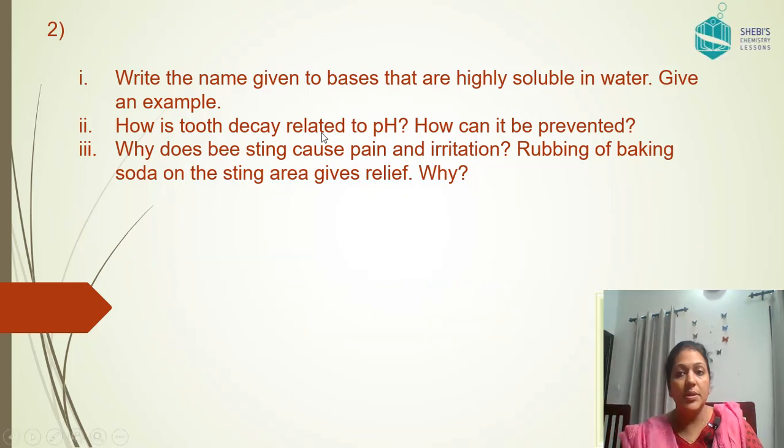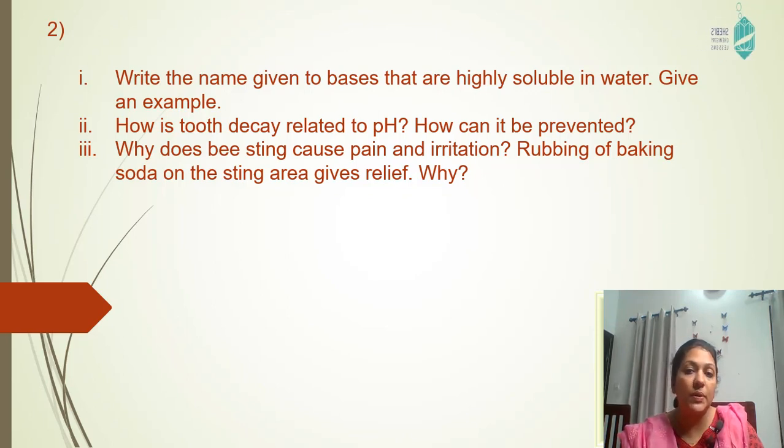Here the second question is, how is tooth decay related to pH? How can it be prevented? Tooth decay is related to pH because if we don't clean our mouth properly, the food remainings will stay in our mouth and bacteria will act on it to produce acids. These acids will start to react with tooth enamel, which is calcium phosphate, and thus tooth decay will start to occur.